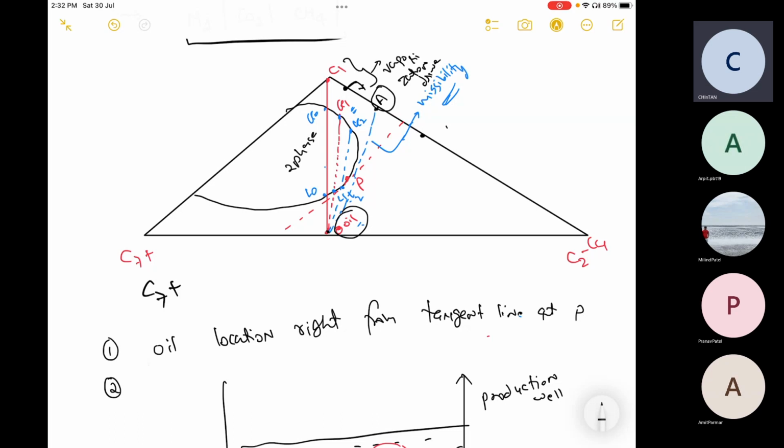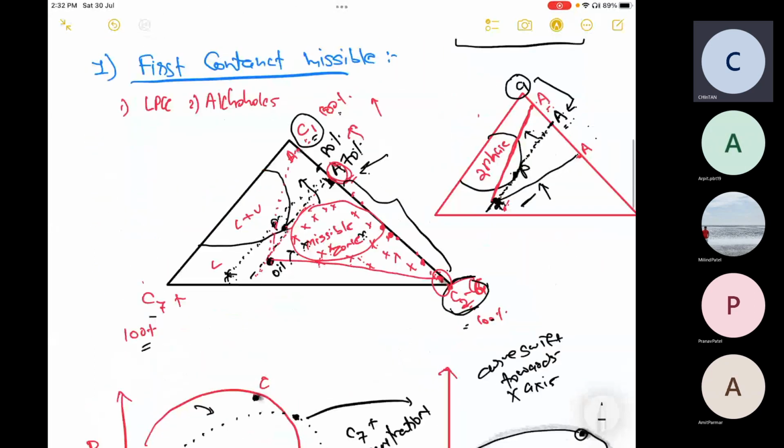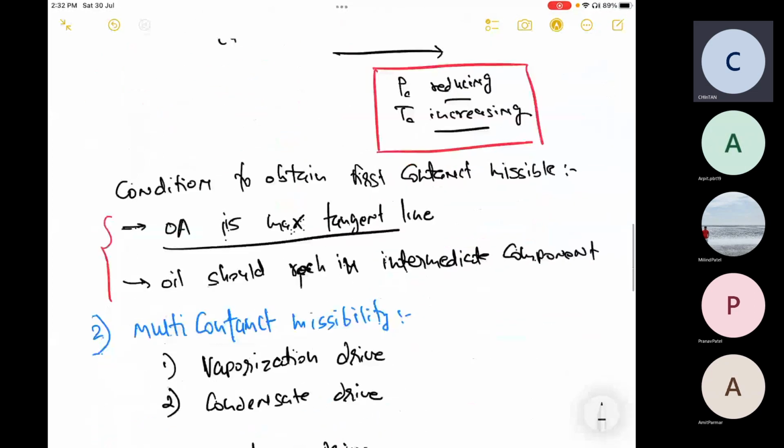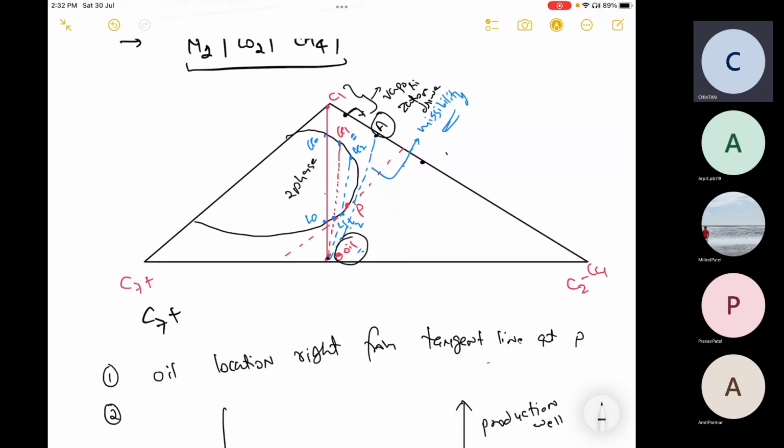But let's suppose my point is here, then does it belong to that condition, vaporization drive? No. Why? Because we have already seen this condition in LPG gas drive. If my point is below this A, anywhere here, it will directly create a first contact miscible and be directly miscible with the oil. So this is the key major difference.